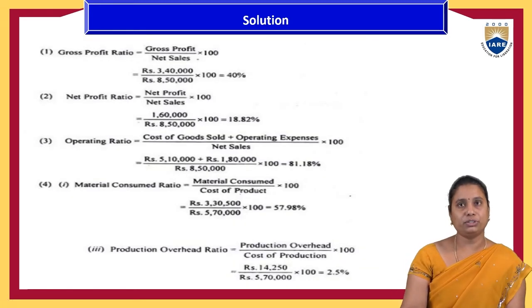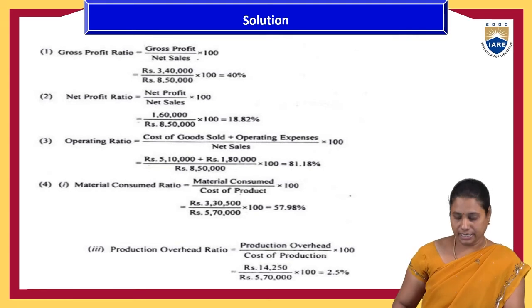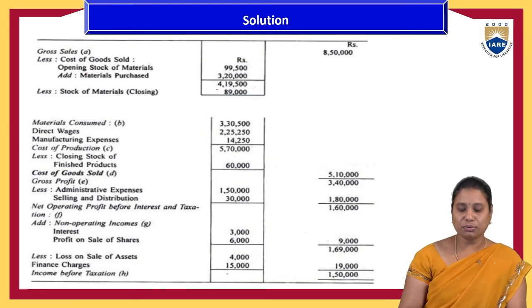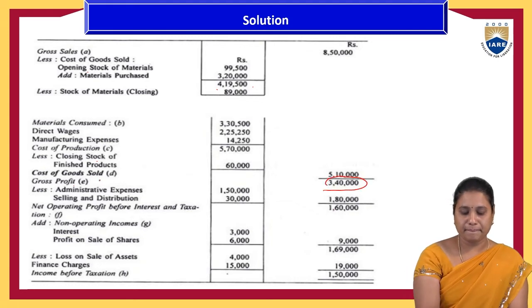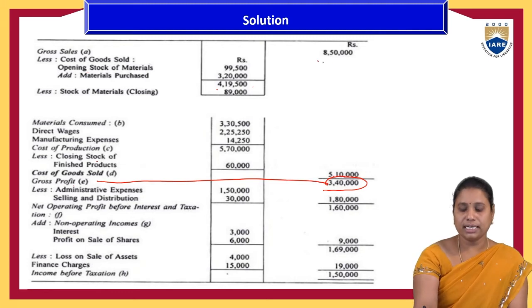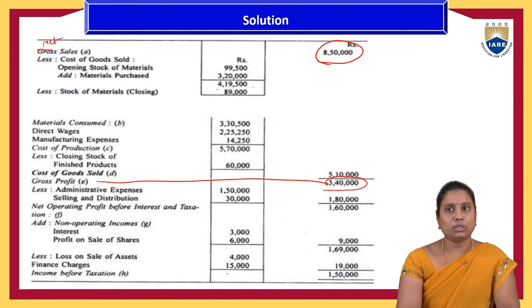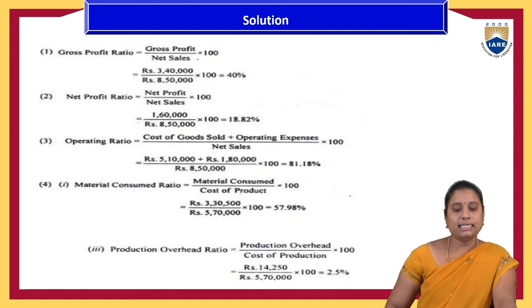Gross profit ratio is equal to gross profit divided by net sales into 100. The calculated gross profit is 3,40,000 here, whereas the net sales are 8,50,000. We can take net sales as 8,50,000. Then the gross profit ratio we have calculated is 40%.